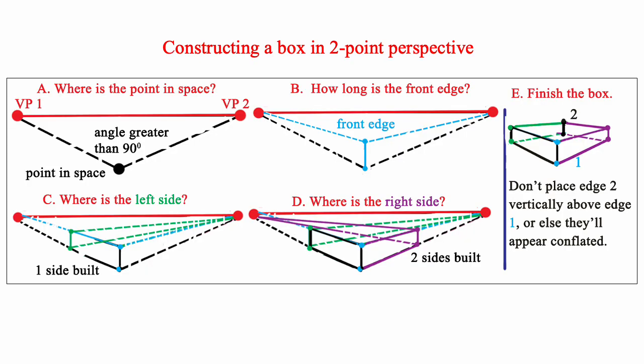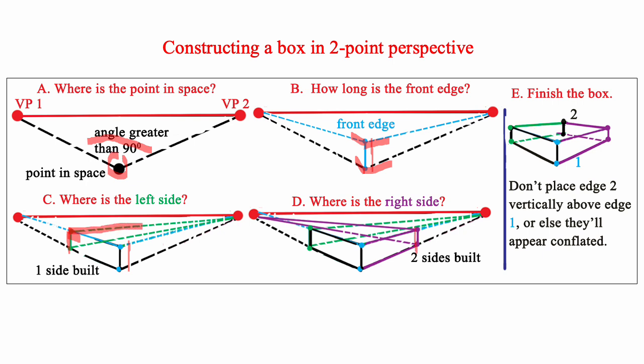In 2-point perspective, the box has true vertical lines but no true horizontal lines. Start with a point of space between the two vanishing points so that the angle here is greater than 90 degrees. Then determine where you want the front edge to be and connect both the top and the bottom to both vanishing points. Next, find the one side within these converging lines and connect it to the other vanishing point.